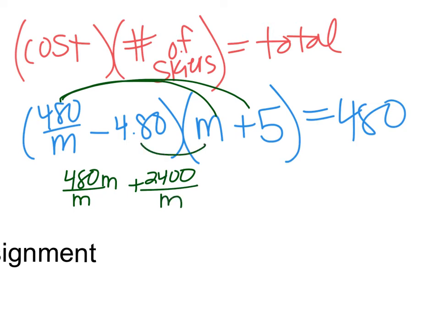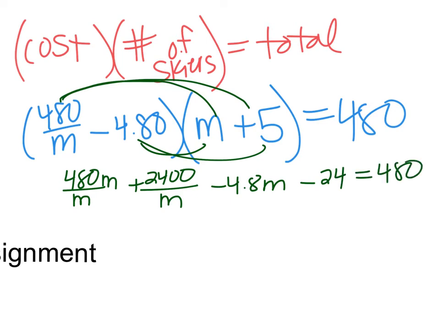And then if I come inside here, that'd be negative 4.8 M. And if I multiply the outsides, it's a negative 24. And then it's equal to 480. Now, like we said, these two M values in my first term are going to cancel out. So there's no more M there. But we still have 1 in the denominator. So let's see, do we have any like terms? We do. 480 does not have an M, and negative 24 does not have an M.